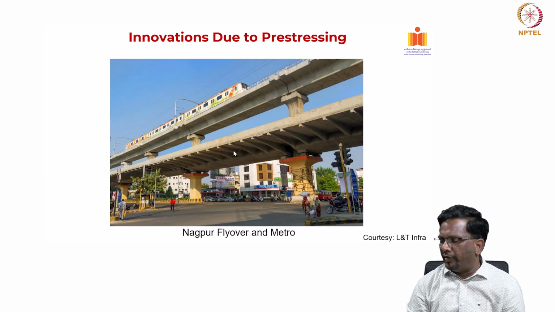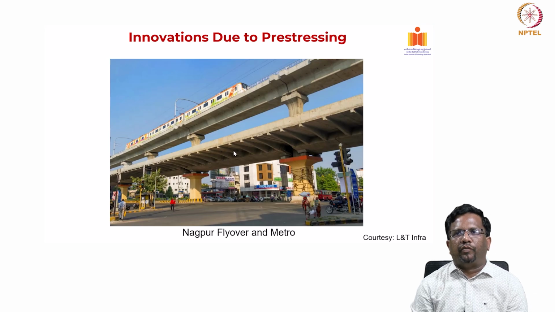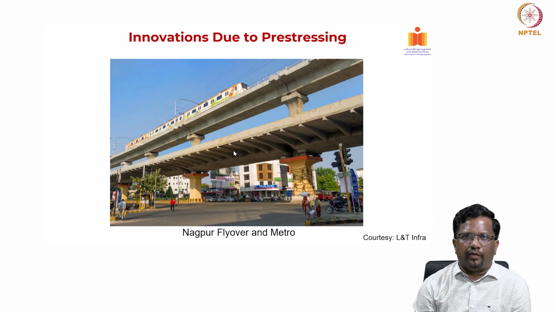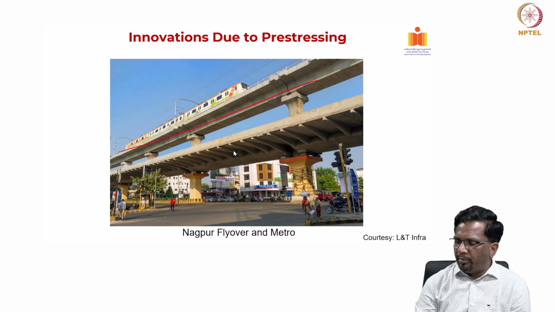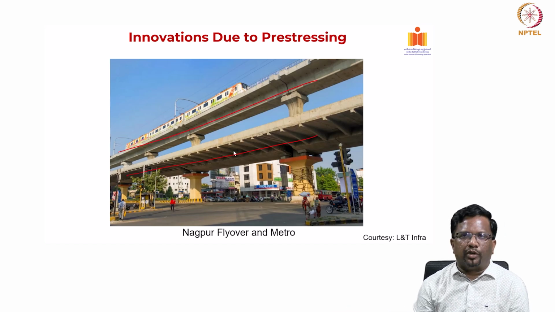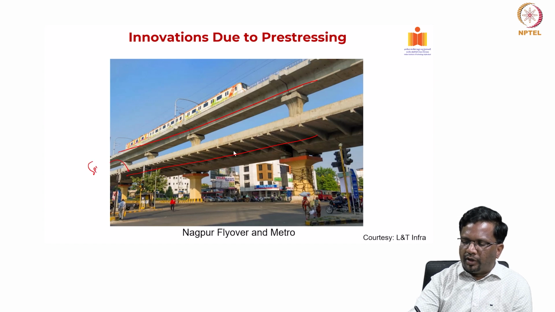And this is again a very interesting structure from India. This is a Nagpur flyover, a double decker flyover. You see here there is a metro train that is running at the top, and then there is a road bridge at the bottom. And this is a spine and wing construction, okay. This is spine and wing construction.